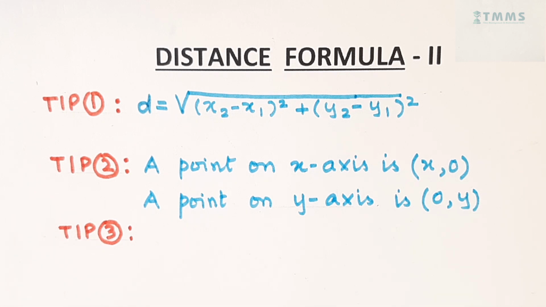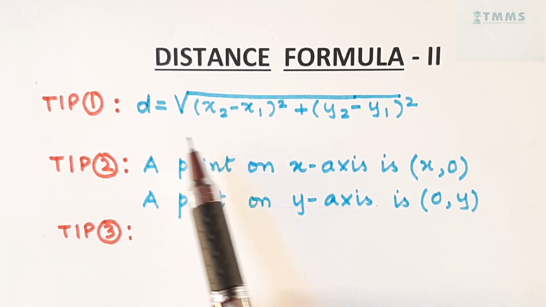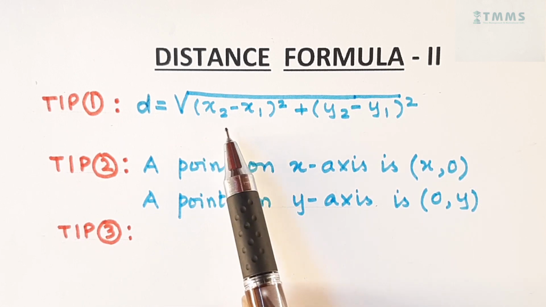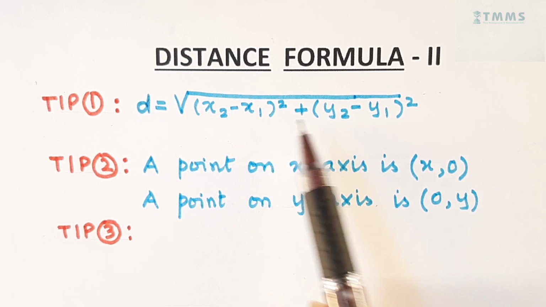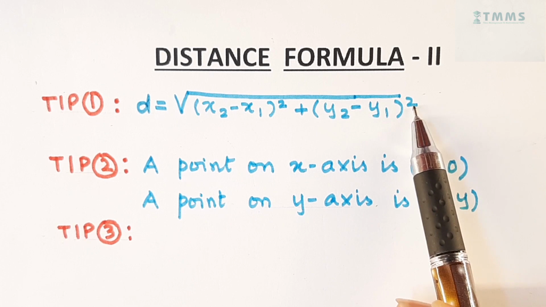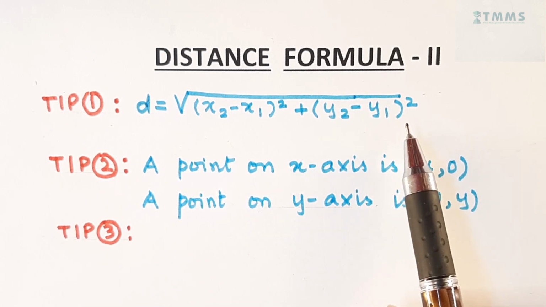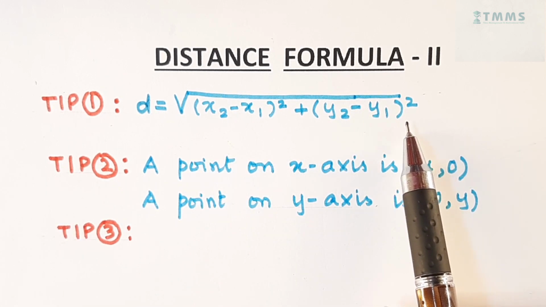Tip number 1: D, which stands for distance, is equal to under root (x2 minus x1) whole square plus (y2 minus y1) whole square. Now this formula you must remember by heart.